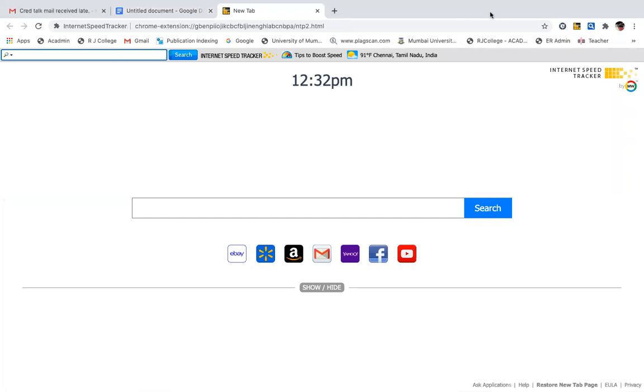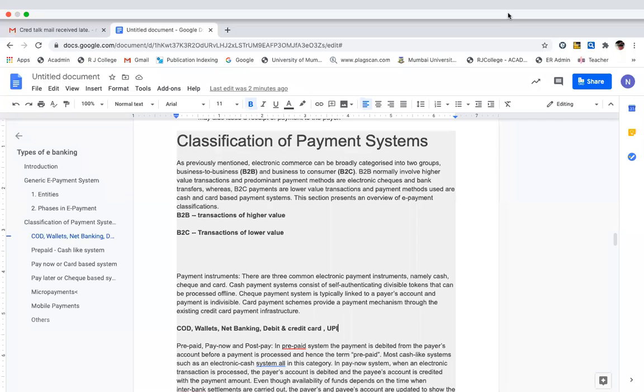Ma'am, United Processor, I think so, and Limited. क्या? United Processor Limited, I think so. नहीं बेटा. Unified Payment Interface.